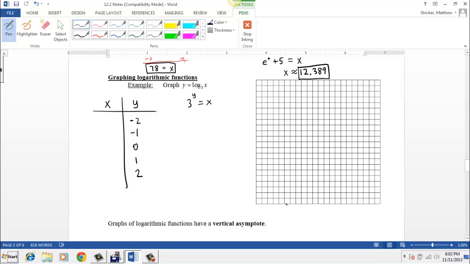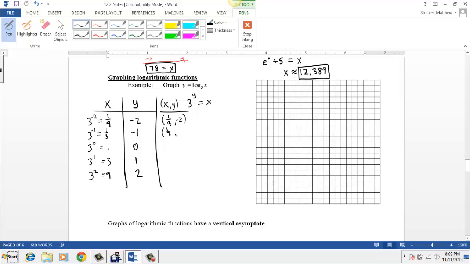If I take 3 to the -2 for x, I get 1/9. The next one, 3 to the -1 is 1/3. 3 to the 0 is 1. 3 to the first power is 3. 3 squared is 9. So we have these nice 5 ordered pairs, which should give us an idea of what the graph looks like, and it should be the same shape as the first one that we did on the first page.